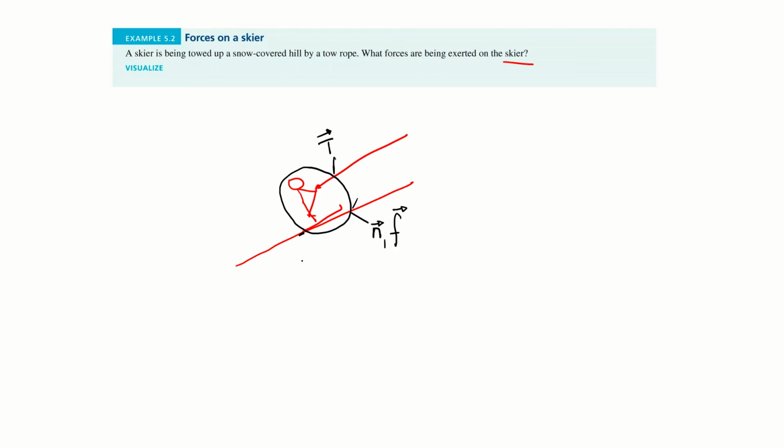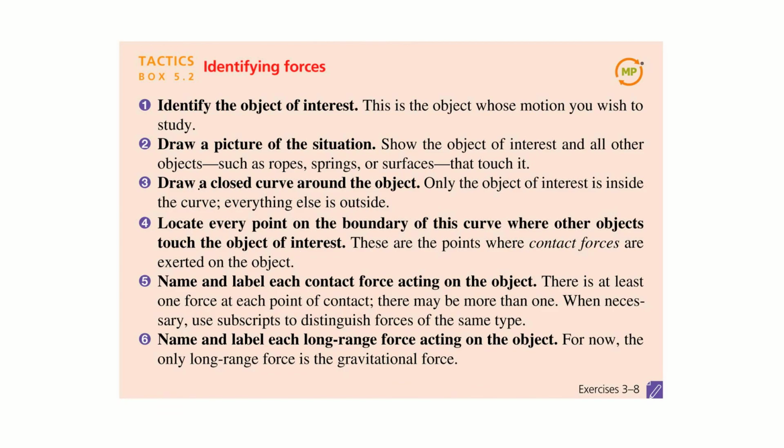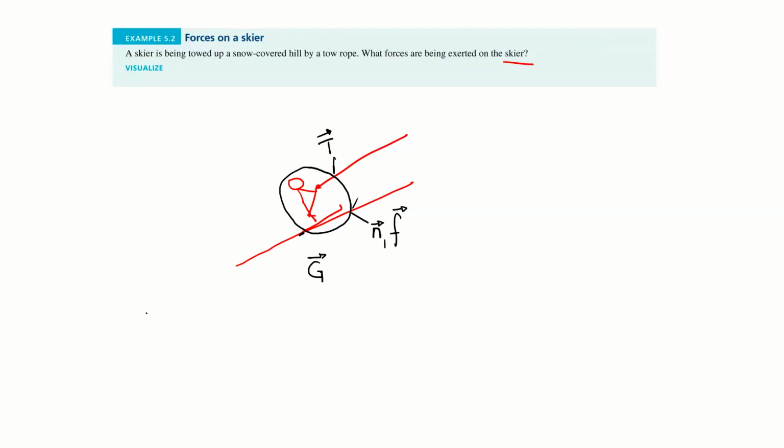So then we move to the last thing: are there any long range forces, which again, essentially, is there gravity? And we're on Earth. There is a force of gravity that we are concerned with that's going to be pointing straight down towards Earth. So using that technique, we identified our object, we drew a picture, we circled the object, we located everything that crosses through that circle, and named every force for every one of those things that was in contact with our object, and then we named our long range force. And we identified the 4 forces involved in this situation.